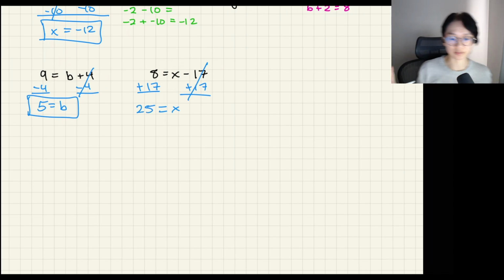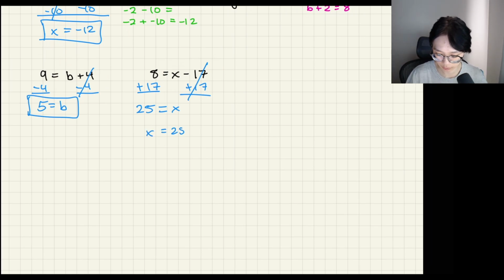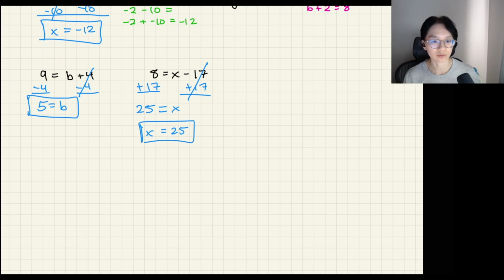If you want to write things nicely and in convention, the variable, or what you're solving for, is on the left side instead. So you just swap the order that they're in. Because 25 equals x is the same thing as x equals 25. So if you want to be nice to me, that's how you write it. Let's try another example.